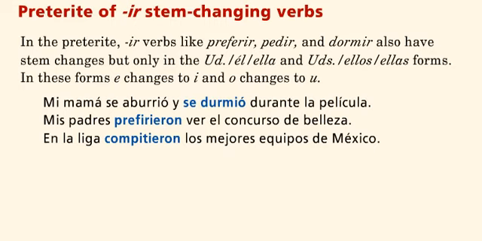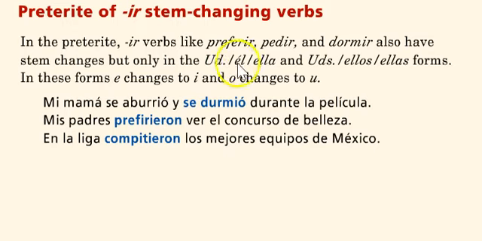In the preterite, IR verbs like preferir, pedir, and dormir also have stem changes, but only in the usted, él, ella, and the ustedes, ellos, ellas forms. In these forms, the E changes to I, O changes to U. And you just have to memorize these. For example, for dormir, mi mamá se aburrió, my mom became bored. Y se durmió durante la película, she fell asleep during the movie.